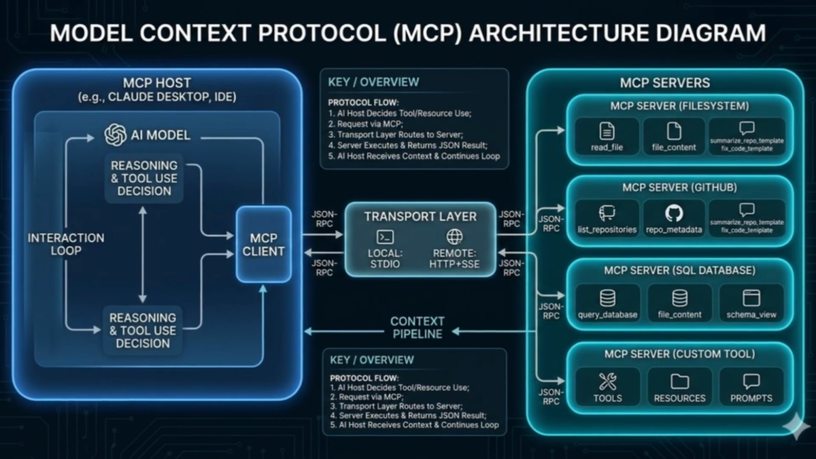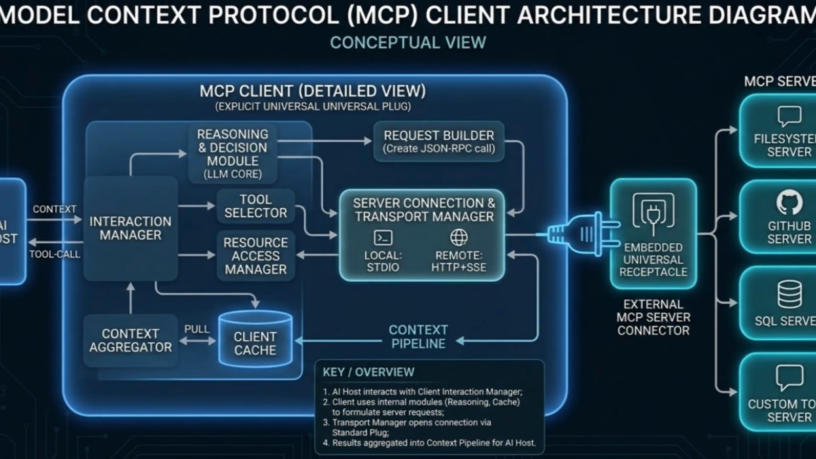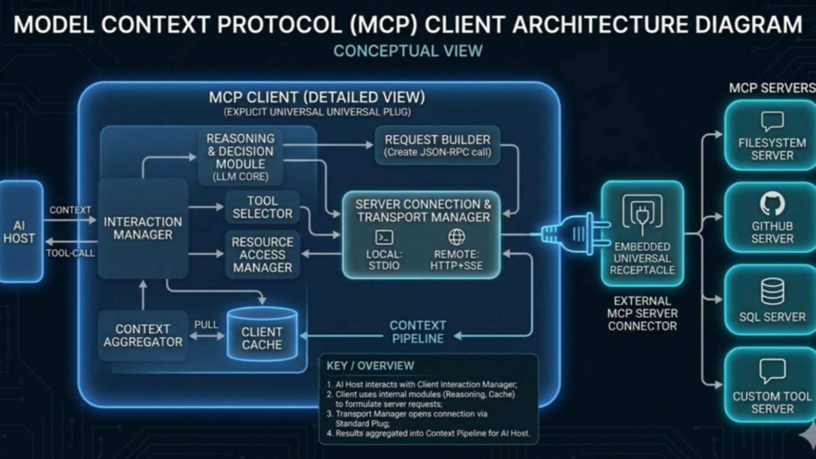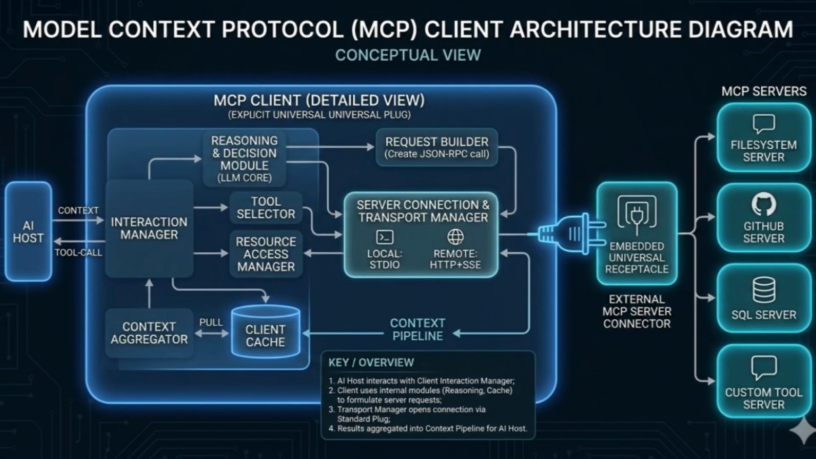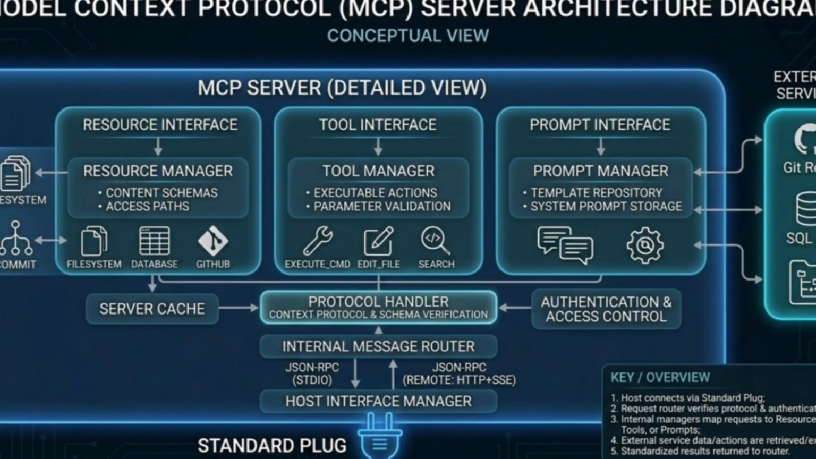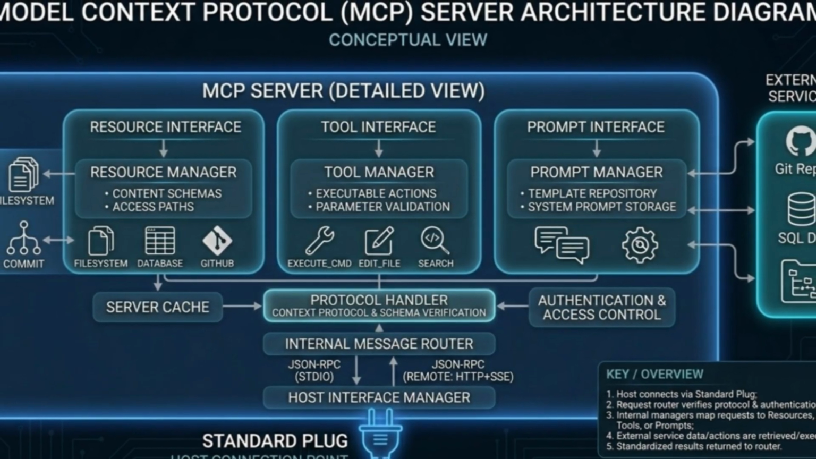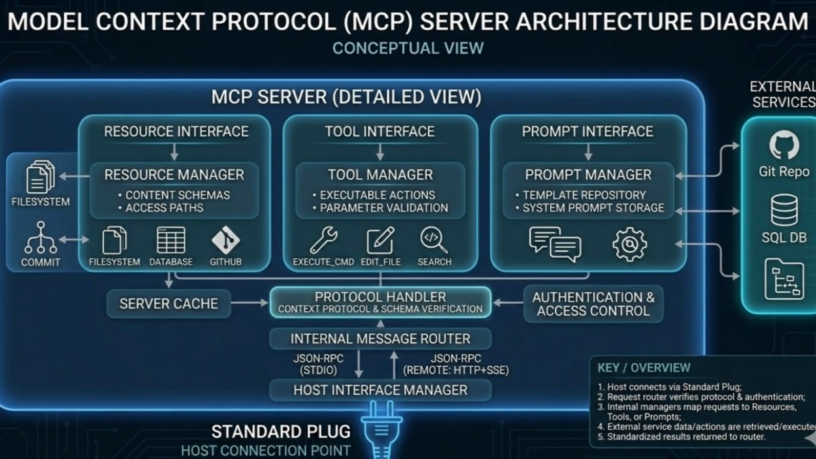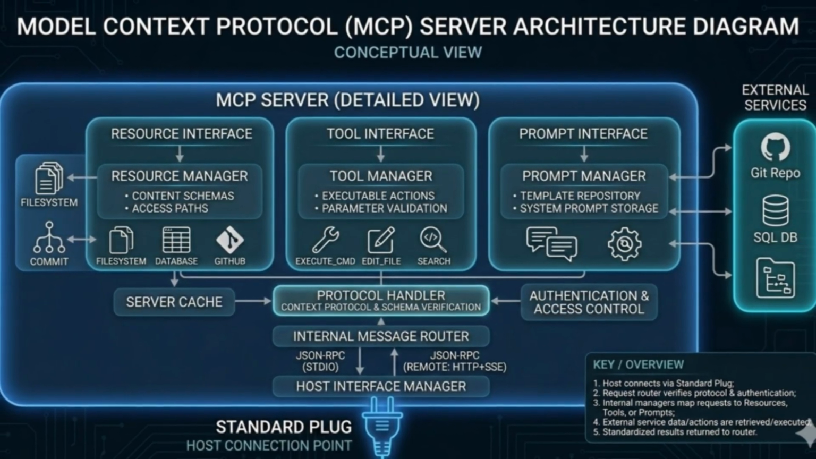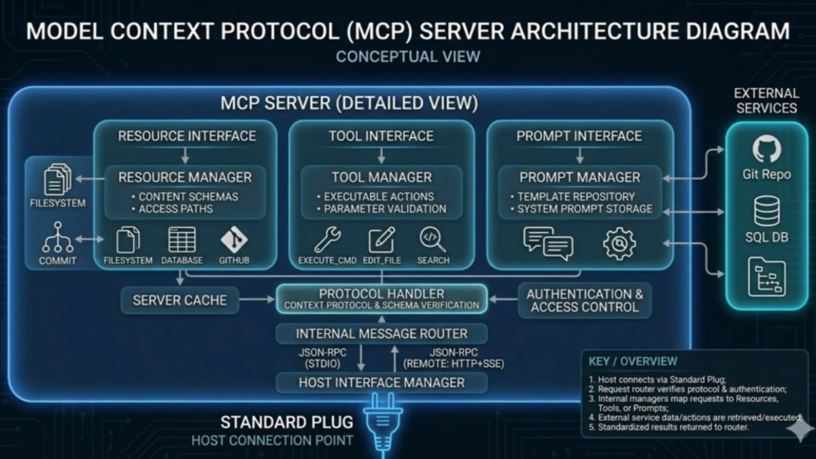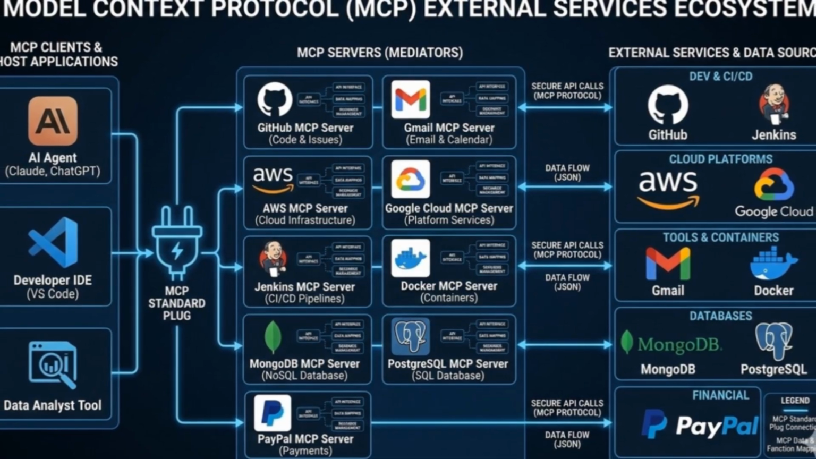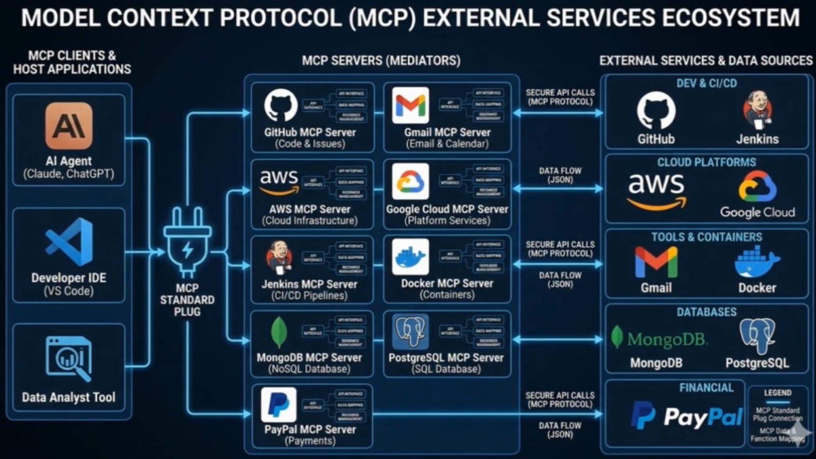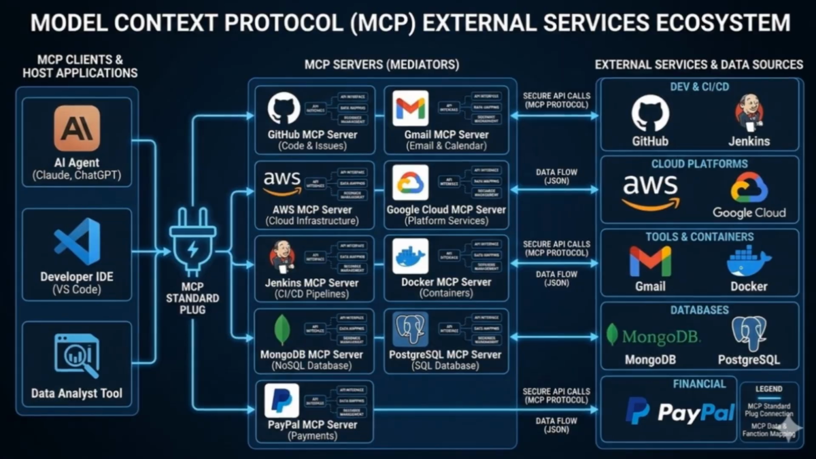Let's break them down. First, the MCP client. This is your AI application, Claude, ChatGPT, or any LLM-powered assistant. The client talks to the AI model and coordinates everything. Second, the MCP server. This is lightweight middleware that exposes specific capabilities through the protocol. One server might connect to Gmail, another to your database, another to your file system. Third, the actual resources and tools. Your Gmail inbox, your Google Drive, your Postgres database, your internal APIs.